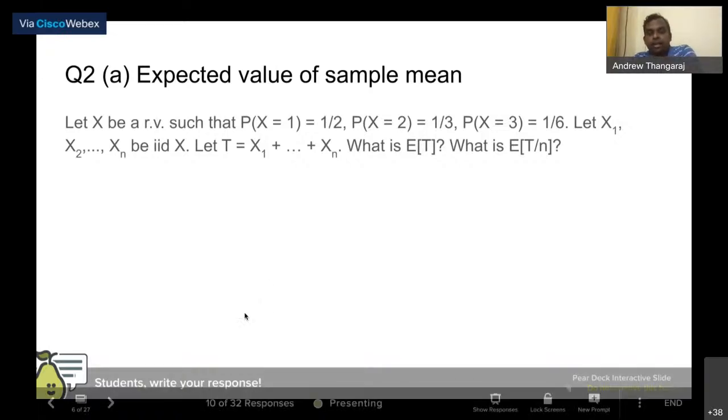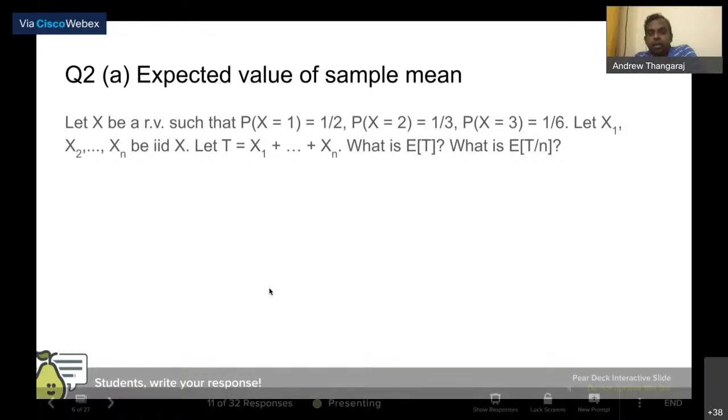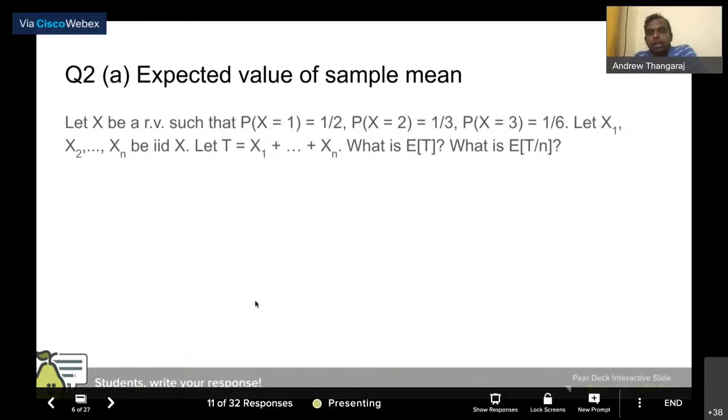Okay, so about 10 answers. I'll wait for a few more answers to come in. This is a relatively easy question. I don't want to spend too much time. All you're doing is using linearity of expectation in some sense. You need to find the expected value of X, which is a little computation with the values of X and the probabilities. Get that. Okay, about half the people have responded.